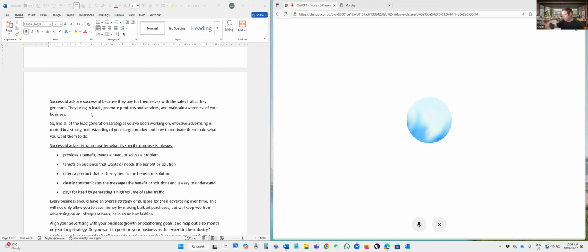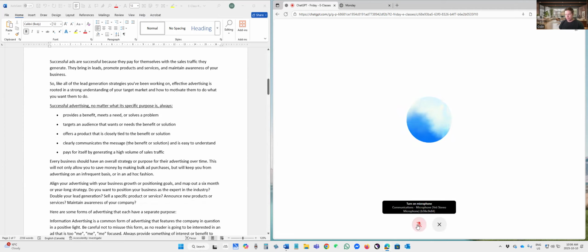So, like all of the lead generation strategies you've been working on, effective advertising is rooted in a strong understanding of your target market and how to motivate them to do what you want them to do. Successful advertising, no matter what its specific purpose is, always provides a benefit, meets a need or solves a problem, targets an audience that wants or needs the benefit or solution, offers a product that is closely tied to the benefit or solution, clearly communicates the message, the benefit or solution, and is easy to.